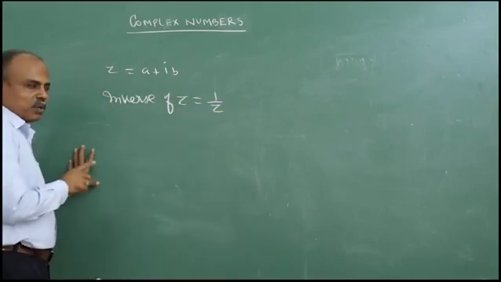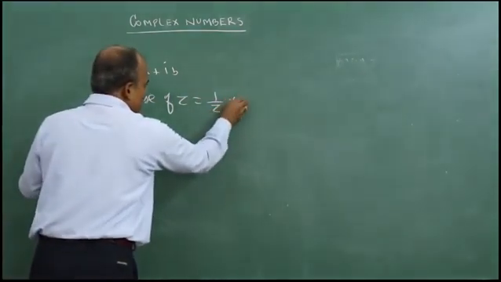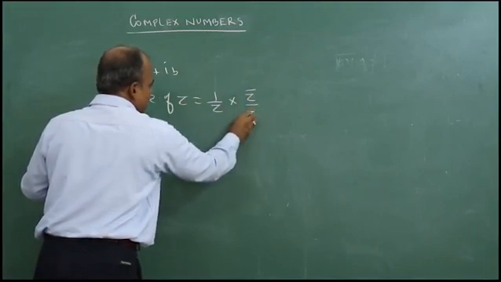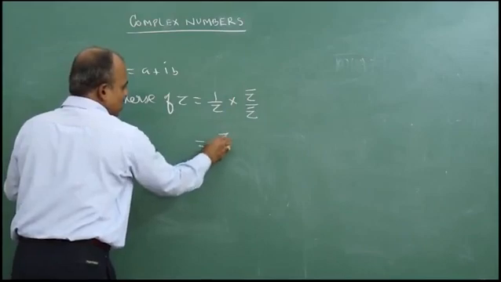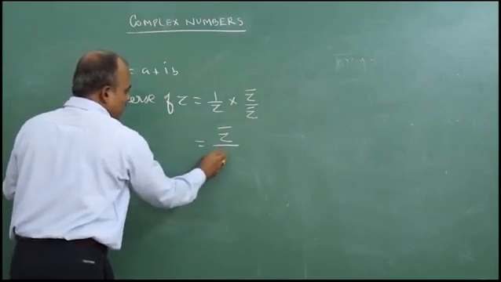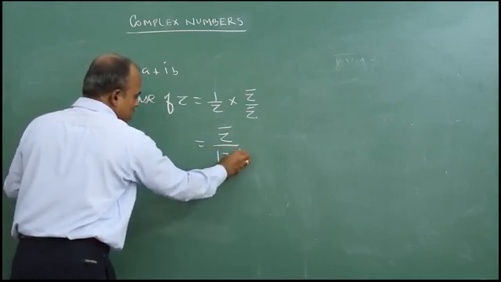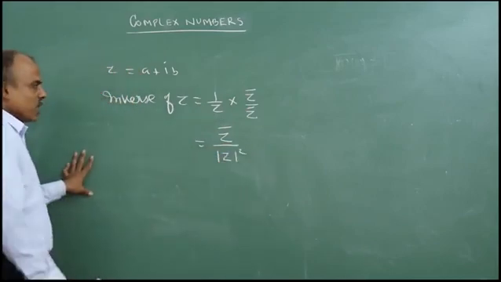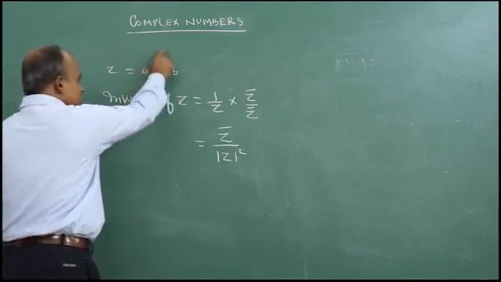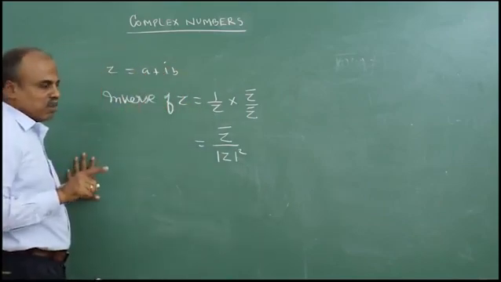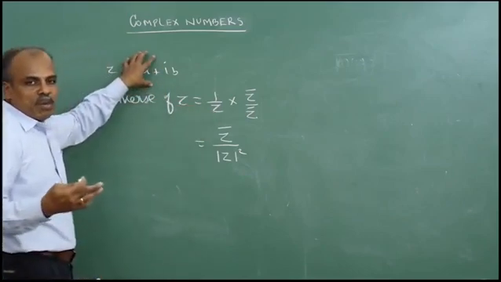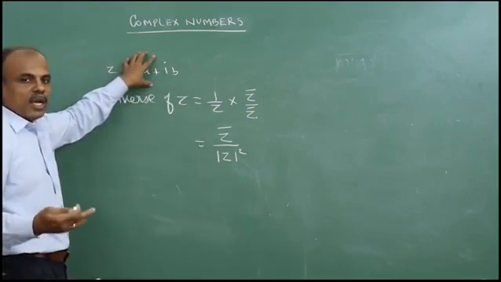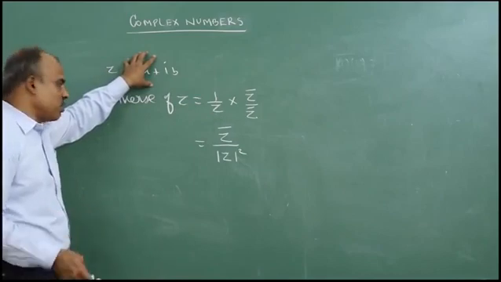You know how to do this: you just multiply numerator and denominator by the conjugate of the complex number in the denominator. So 1 into z bar gives z bar. Here the denominator z into z bar is equal to modulus of z square. So remember, this complex number must be a non-zero complex number, then only you can go for finding the inverse. If it is the zero complex number, you cannot find the inverse because 1 by 0 does not exist. It is an indeterminate form.